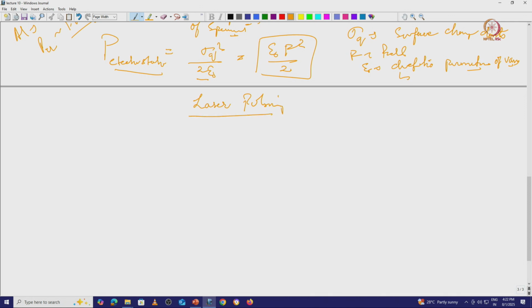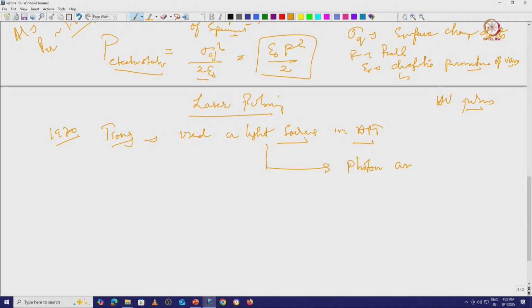My old atom probes were using only HV pulsing. In 1970, Song used a light source in APT, which is photon assisted field ionization or evaporation. So he used the light source.